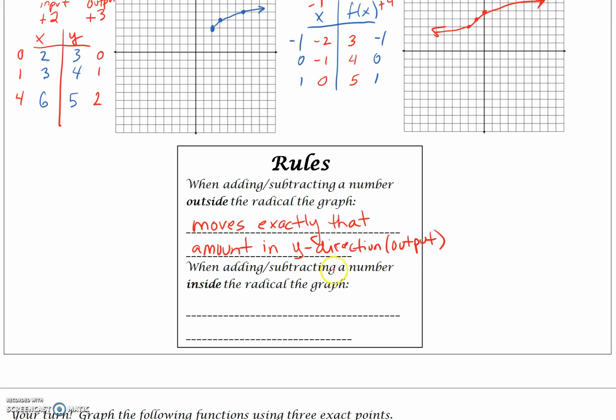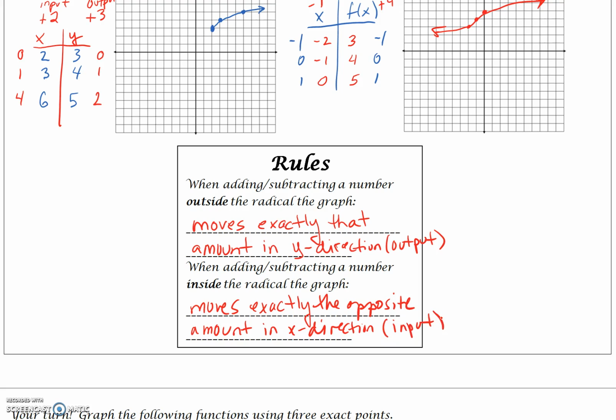When we're adding or subtracting a number inside the radical, the graph moves exactly the opposite amount in the x direction. It's because it's affecting the input.